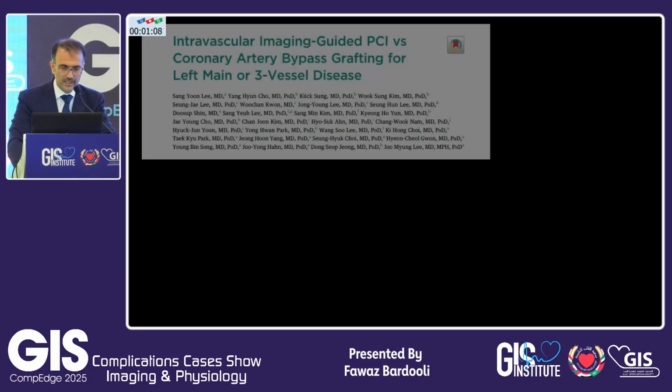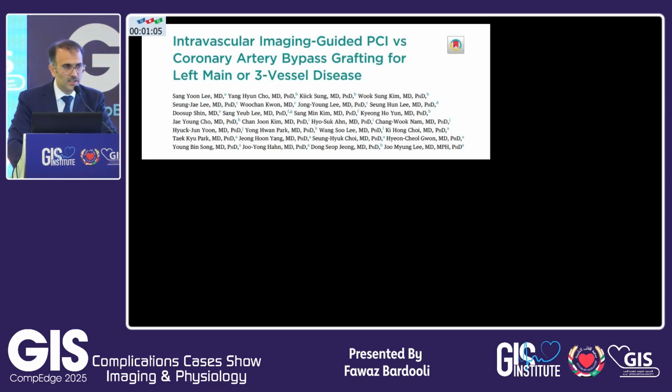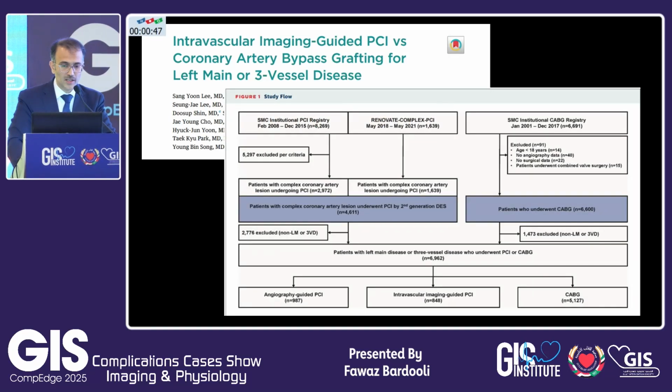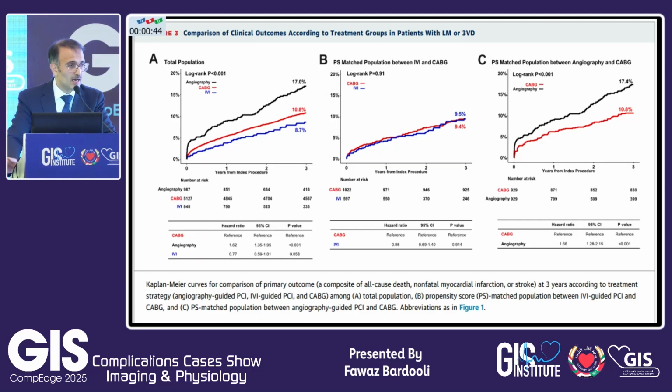What is new, and I came across this last week, is a JACC Interventions paper released last week: intravascular imaging-guided PCI versus coronary artery bypass graft for left main and 3-vessel disease. This is exactly what we've been discussing earlier. I'm not going to go through this because I don't have time, but the result shows a promising result about imaging. If you do have a left main or 3-vessel disease, you have a comparable result if you do an intravascular imaging-guided PCI compared to bypass. So this is a signal. We need bigger numbers, more studies, but we now have something that supports us in the future.